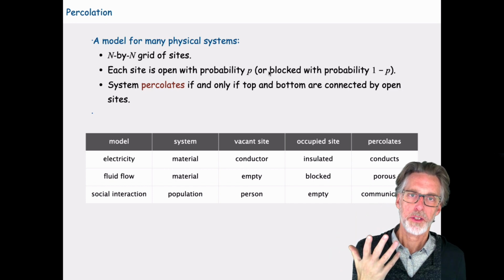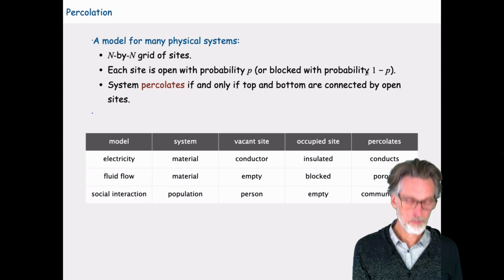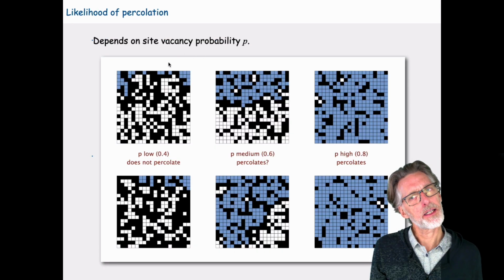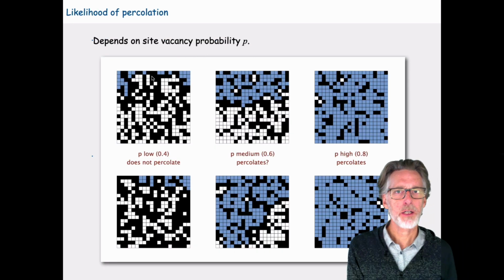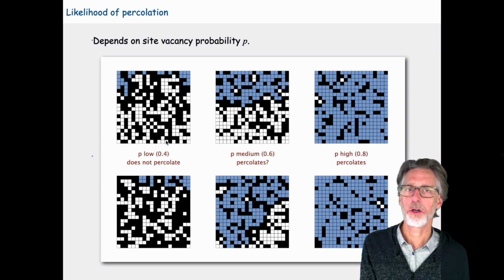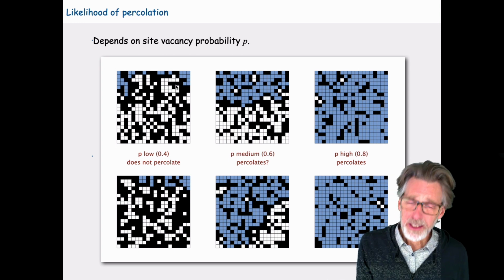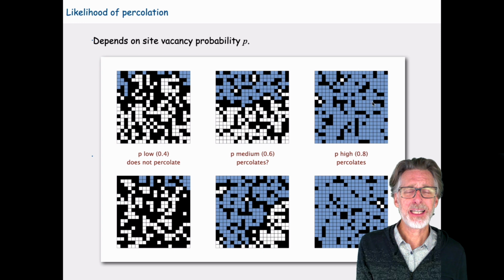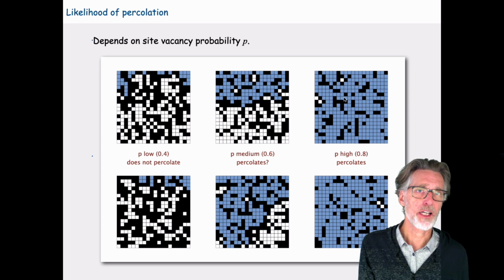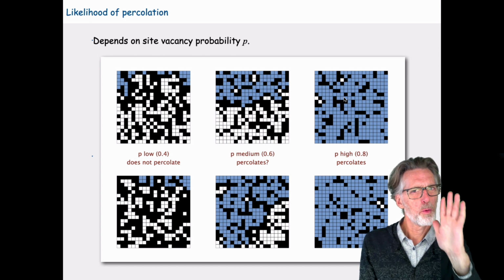So we're going to open up sites with some probability, P, and that means that they'll be blocked with probability 1 minus P. And you can look at the kind of things that happen for various values of P. So if P is really small, about 0.4 in this case, if you run this simulation over and over and over again, you'll see that it's extremely unlikely that the system will percolate. It's almost impossible. You can get lucky, but it's very, very unlikely. If P is high, in other words, if I open up 80% of the sites, then it's almost assuredly going to percolate. So the question here is, where's the happy medium?